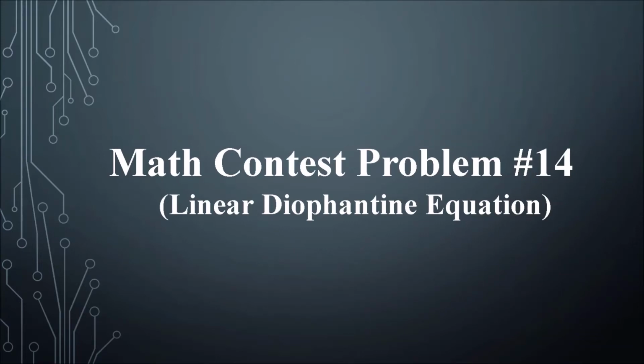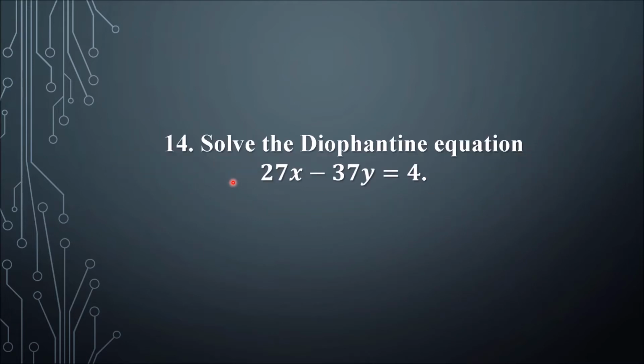Math contest problem number 14. Linear Diophantine equation. The problem is, solve the Diophantine equation 27x minus 37y equals 4.